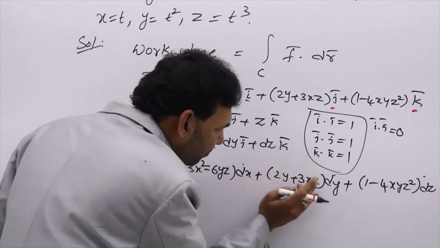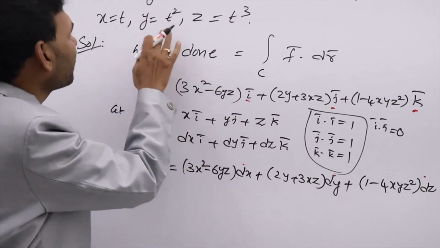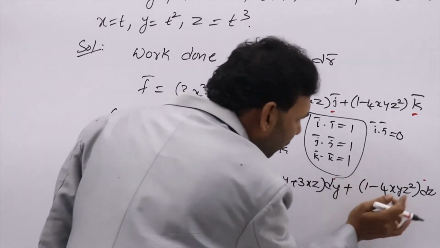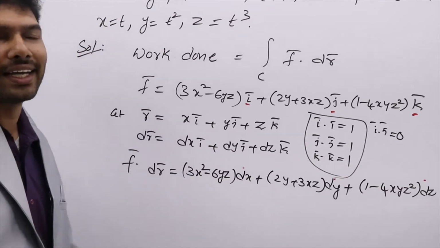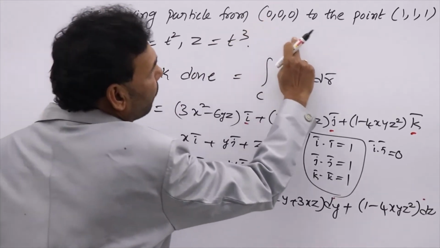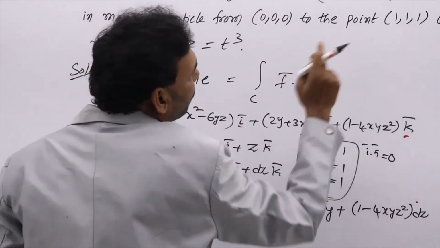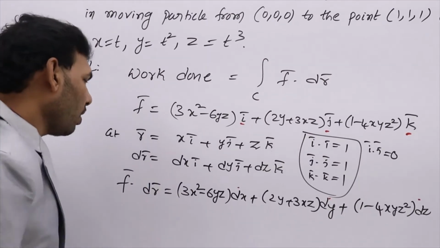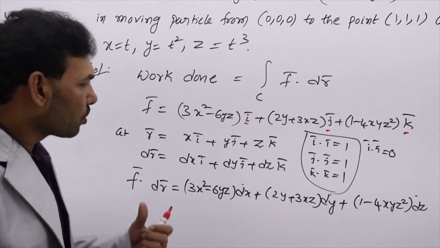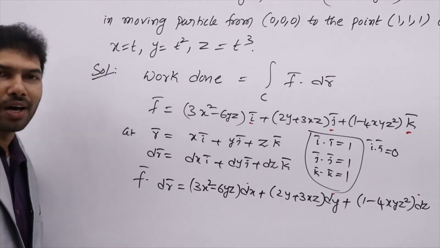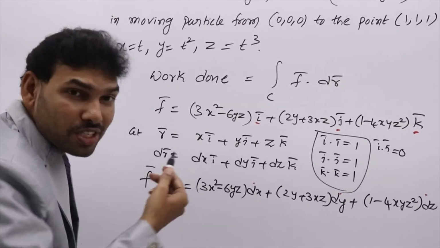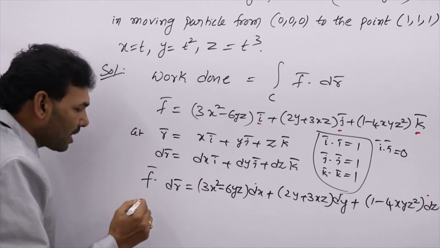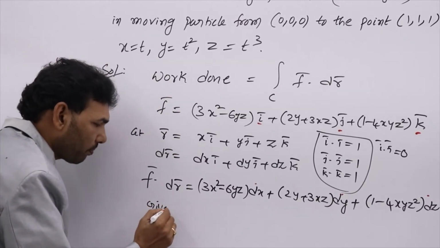If here all the terms are in y, no need to think about this relation. If this whole function is in terms of z, we can integrate directly: x from 0 to 1, y from 0 to 1, z from 0 to 1, by taking those limits. But now the case is not like that. So to convert the complete integral of F bar dot dr bar into a single variable, there is one relation given.